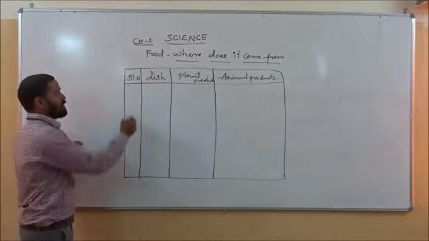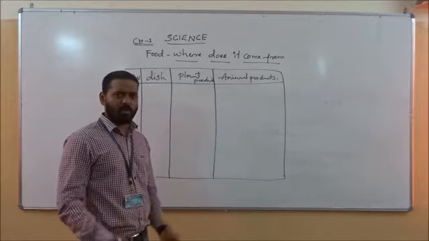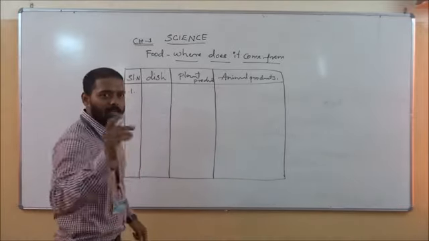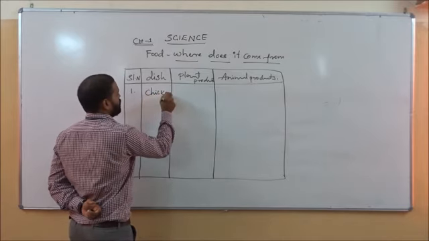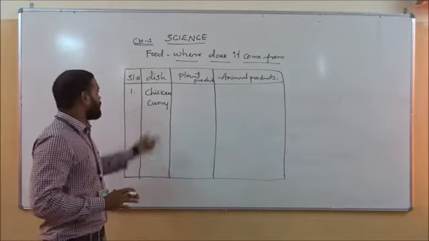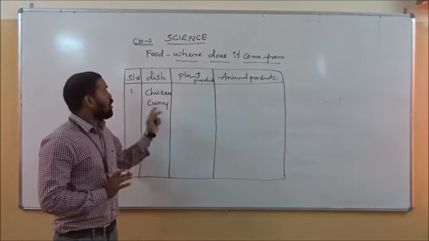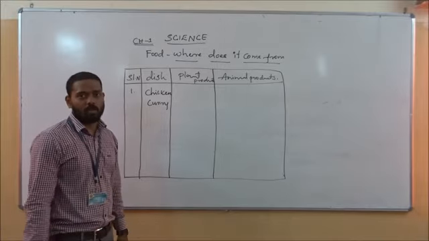Okay, suppose I take one dish as an example. Any dish, if you want to take, so take chicken curry. Okay, I will take chicken curry. Suppose we are preparing delicious chicken curry. Which plant products do we use and which animal products do we use?